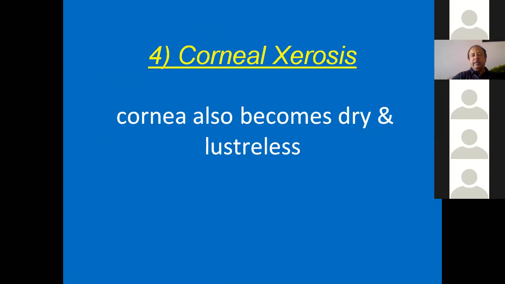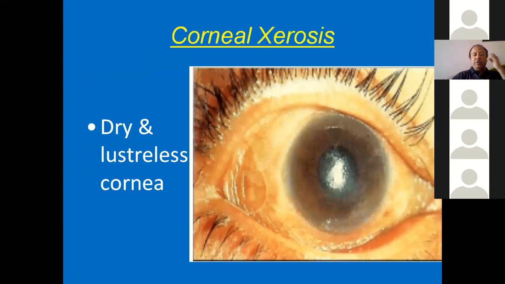Fourth stage, corneal xerosis, means cornea becomes dry and lusterless. This you can see cornea totally dry and lusterless. This is fourth stage.